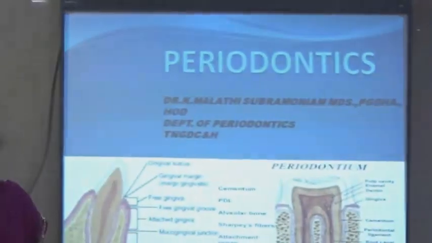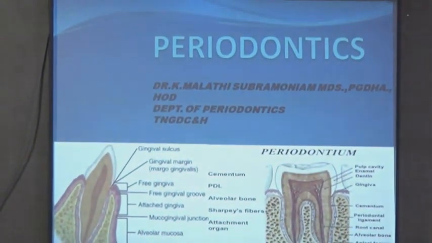It is actually a Greek word. Peri means outer, Odontium means surrounding the teeth. Odontium means tooth, and what we are going to do is study the tooth surrounding structures. Peri means around, Odontium means tooth. So we are going to deal with and study the structures surrounding the tooth.